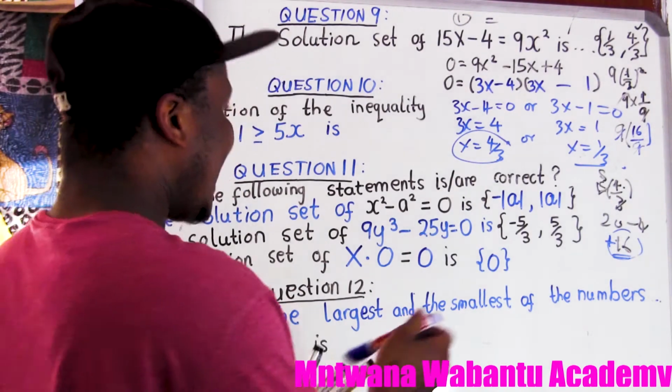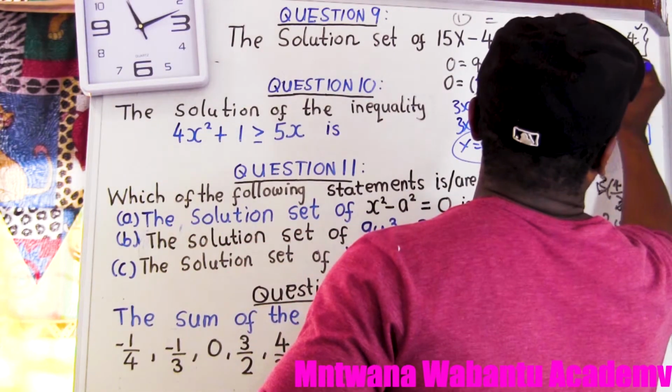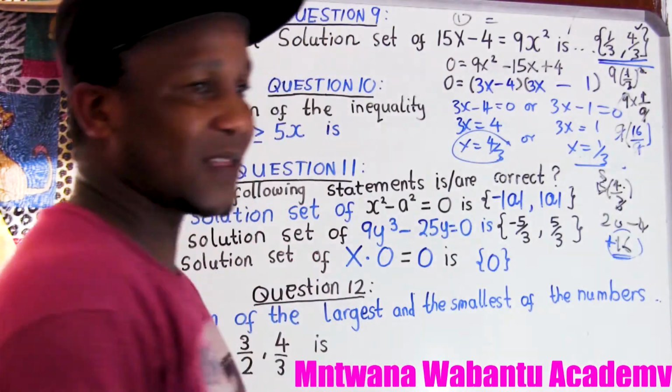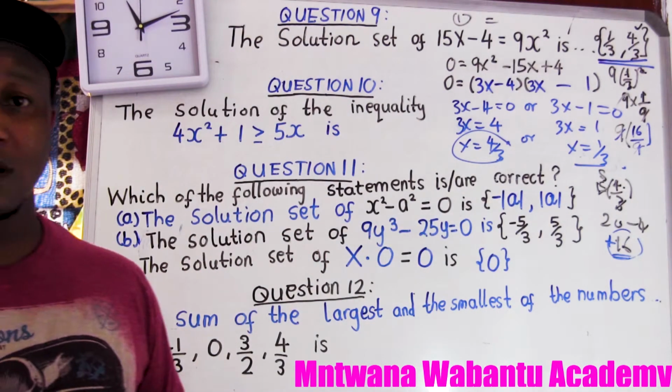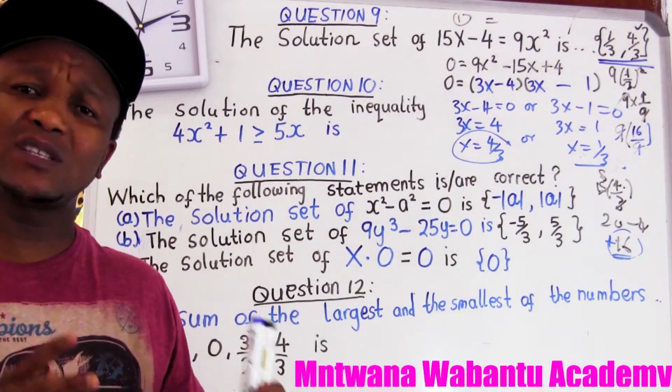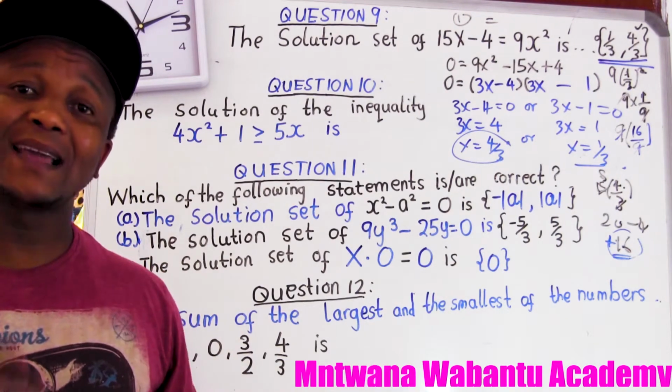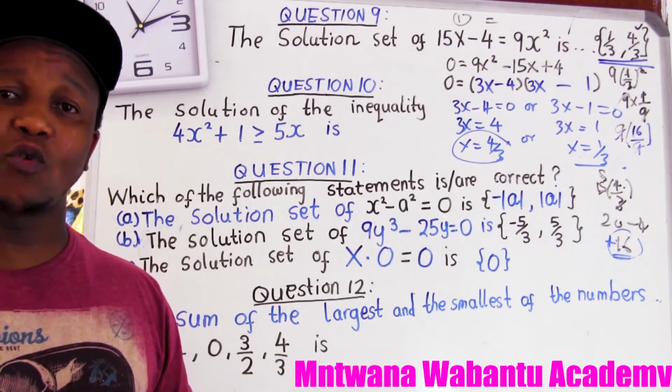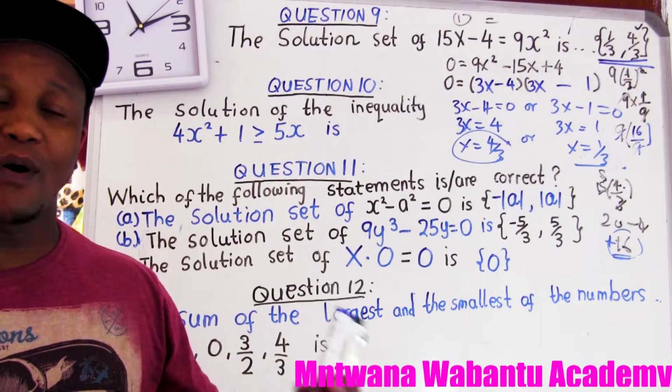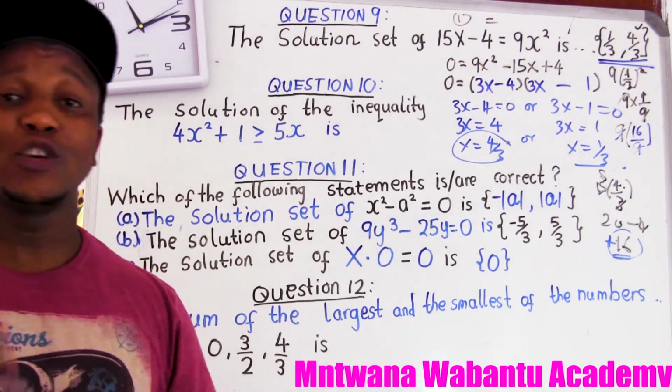So our solution set is this: 1/3 and 4/3. So do not confirm when you do it and say, oh, this is my solution set. No, go back and test it again and see if it's going to satisfy both equations. Left hand side should be equal to right hand side.